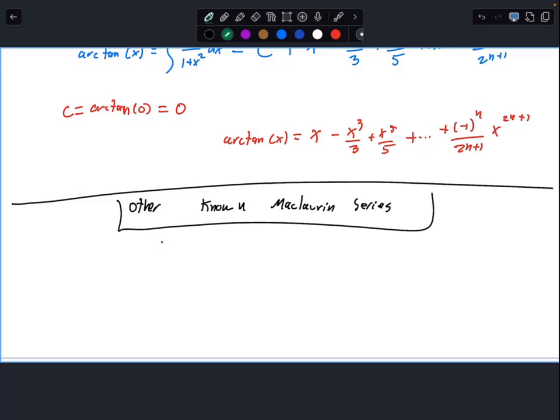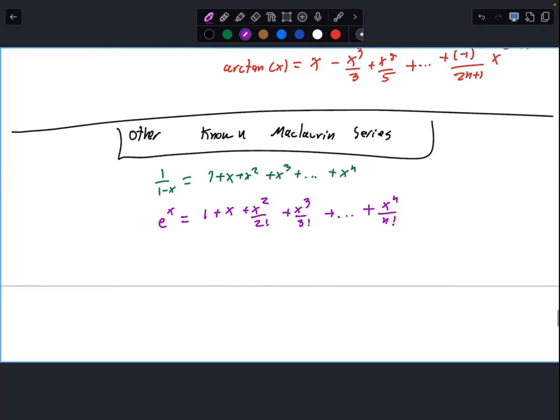So we know the first one, 1 over 1 minus x, is 1 plus x plus x squared plus x cubed plus dot, dot, dot, plus x to the n. That should be memorized. The other one that is memorized, that is very straightforward, is e to the x. If we did the work out, you would do the same thing. I could do the whole lecture with just e to the x. It's 1 plus x plus x squared over 2 factorial plus x cubed over 3 factorial plus dot, dot, dot, plus x to the n over n factorial. Okay.